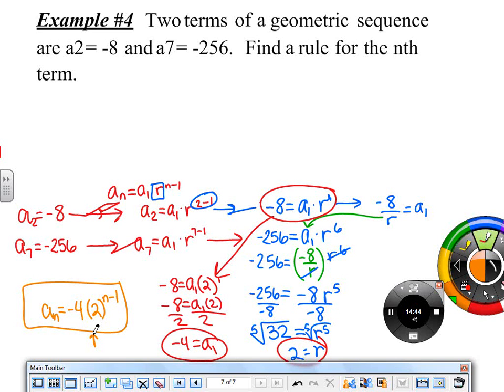So these are the notes on geometric sequences. Okay, this technically goes with section 9.3 in your book. This is the homework that you'll be working on after the test on Friday.